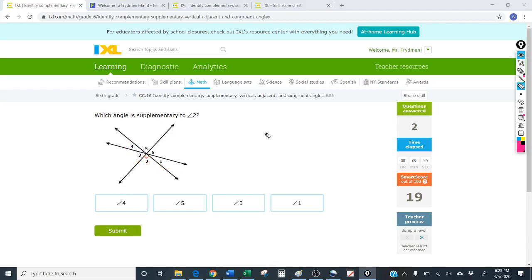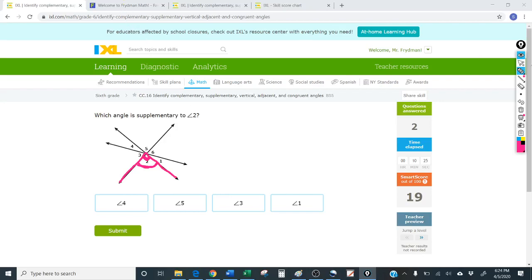Which angle is supplementary to angle 2? So angle 2 is this angle right over here, which is formed from this line segment and this line segment. And I see this symbol over here that is telling me that angle 2 is a right angle, meaning it is 90 degrees. Okay, and I'm trying to find an angle which is supplementary to angle 2.